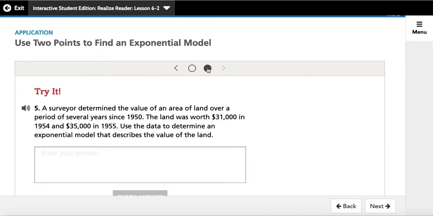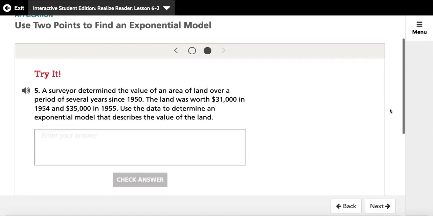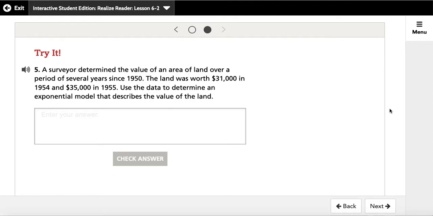Here's another story. A surveyor determined the value of an area of land over a period of several years since 1950. The land was worth $31,000 in 1954 and $35,000 in 1955. Use the data to determine an exponential model that describes the value of the land. Give this a shot and come on back.